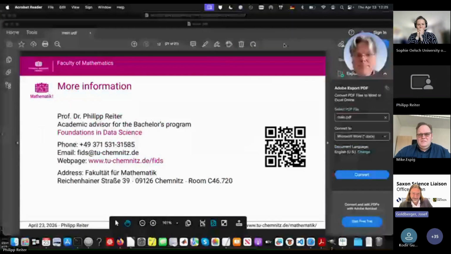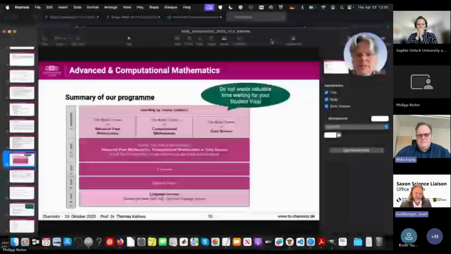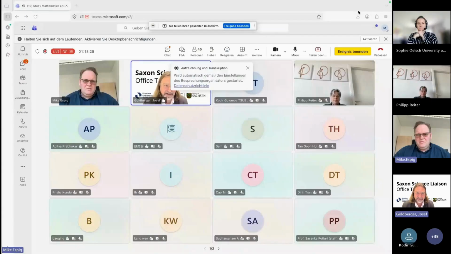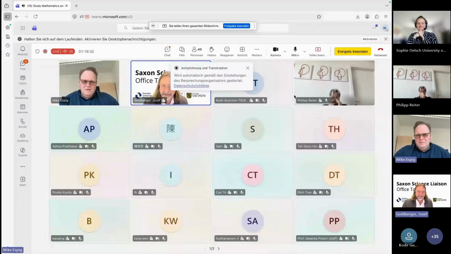So Professor Reiter is also representing Technical University of Chemnitz, one of the very famous research-oriented universities in Saxony, in the industrial heart of Saxony. Now I would like to hand over to Professor Espig from Zwickau, another very important industrial city. People who know about automotive know that actually German car industry started in Zwickau. But now we are talking about mathematics, Professor Espig.